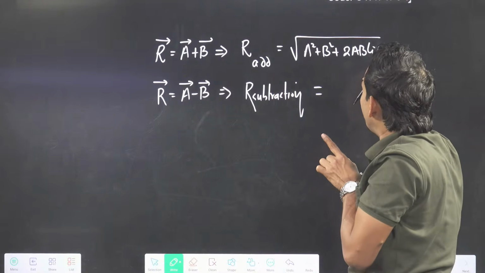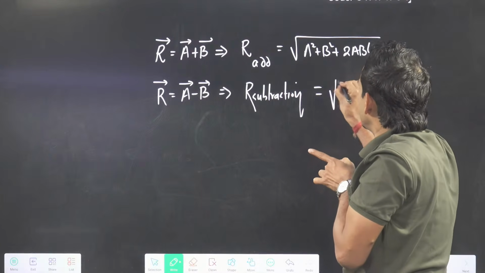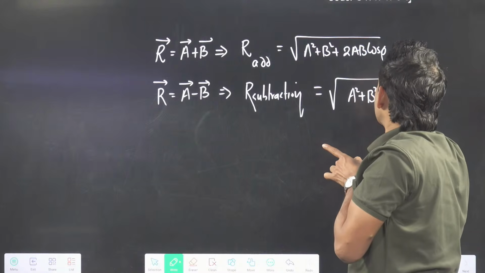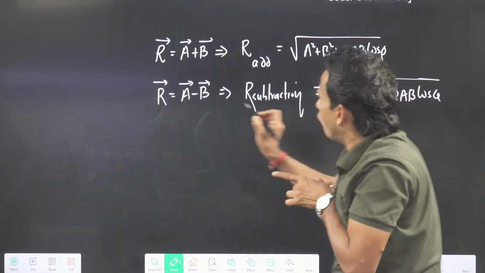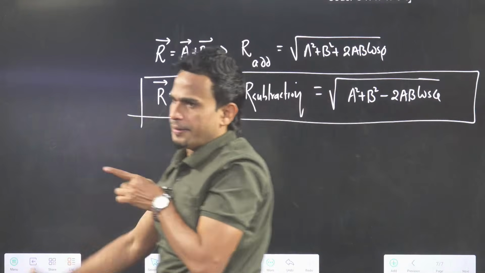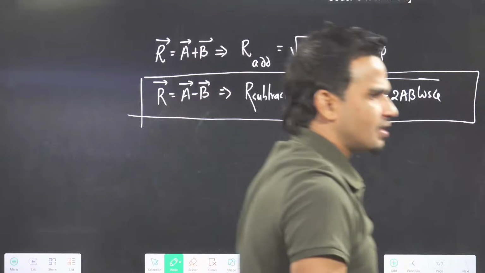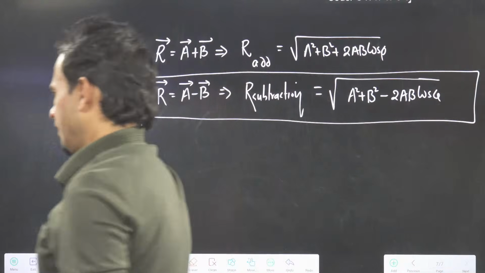Everything will be same, but now this theta is 180 minus theta. Cos 180 minus theta is minus cos theta. So it will come under root of A square plus B square minus 2AB cos theta. This is the resultant of subtraction of two vectors. This is the formula actually required. I could have told you directly also, but students struggle: how did minus come, sir? So that's why I gave you a little idea.